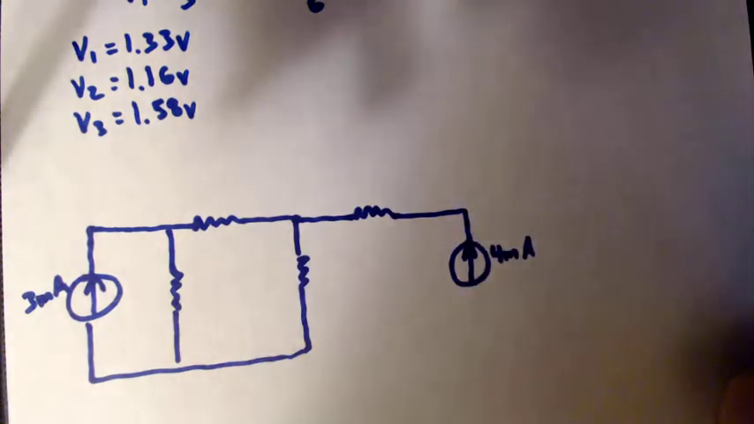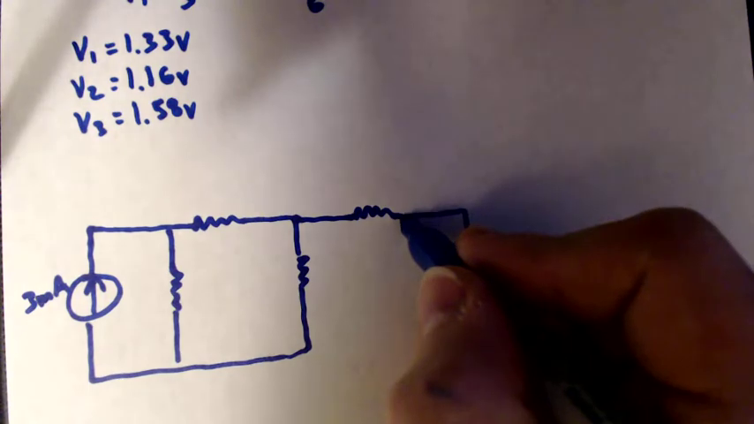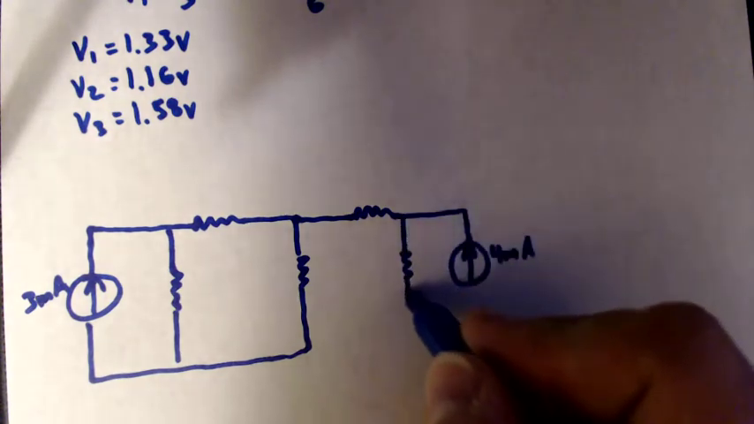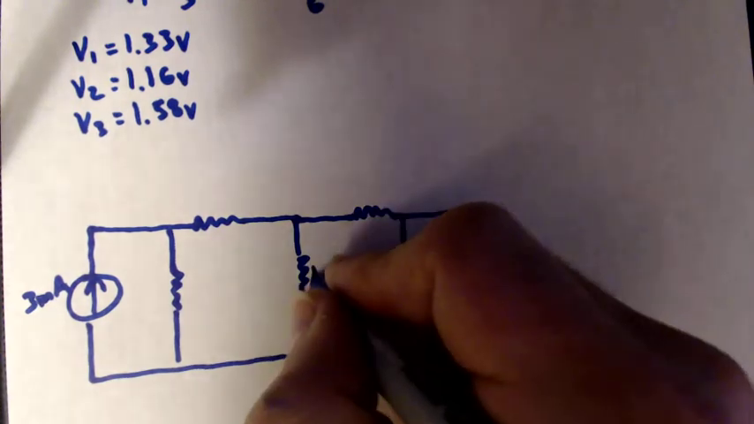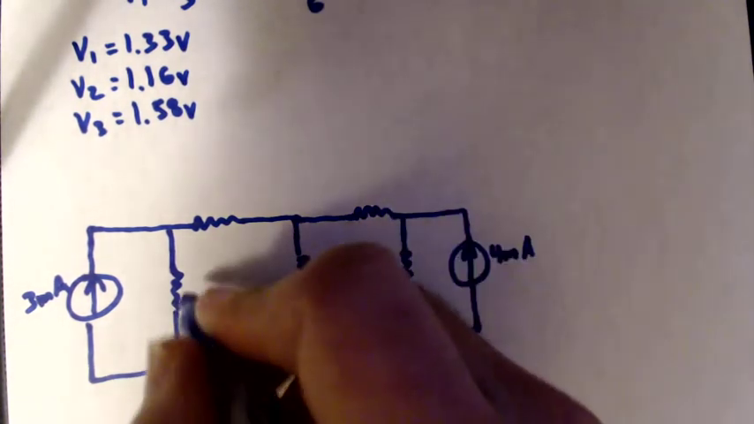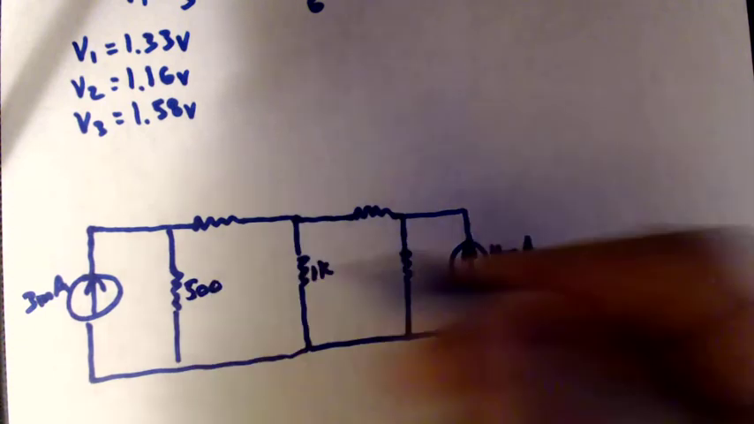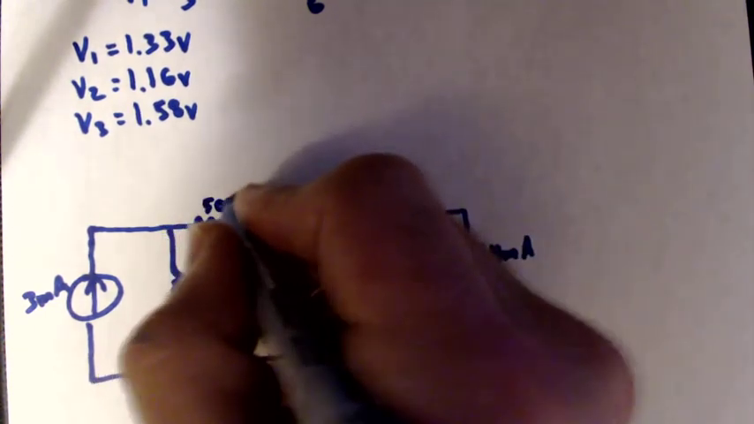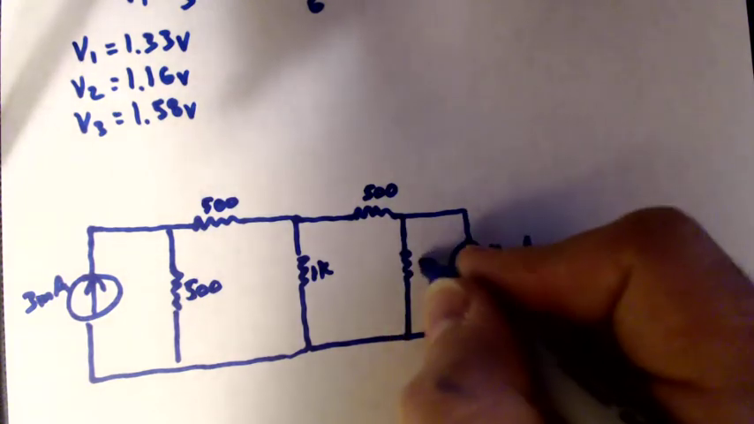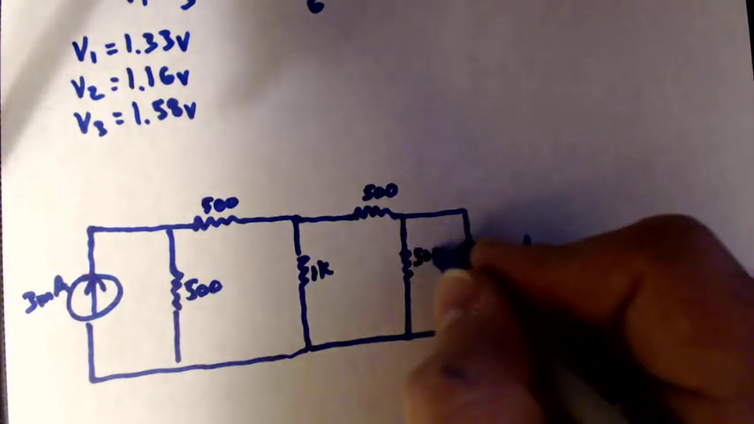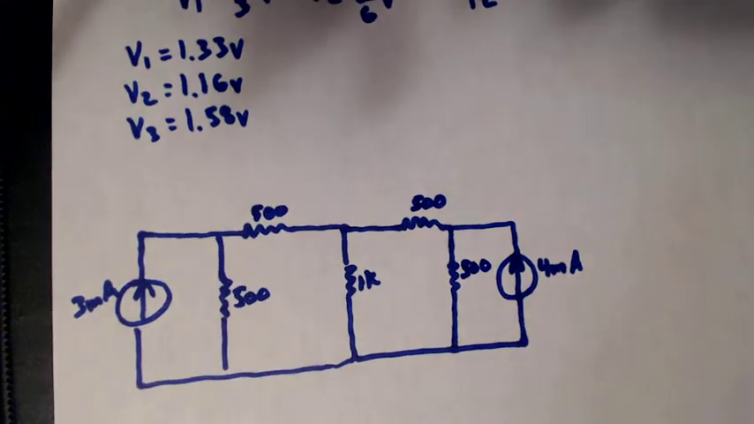$4 milliamps for that one. $1K, 500, 500, 500, and 500. Okay, that was our original circuit, and we found our voltages, right?